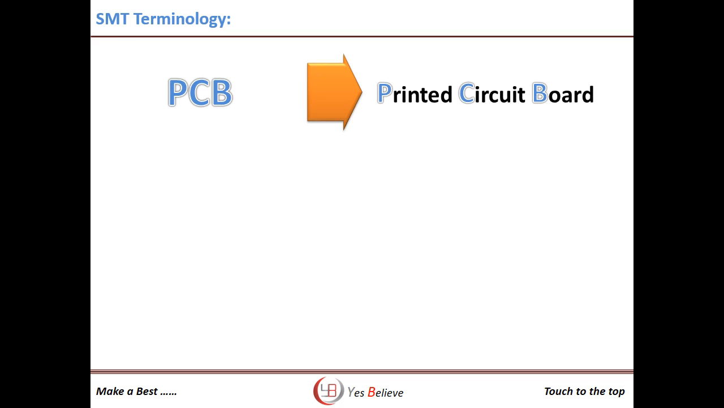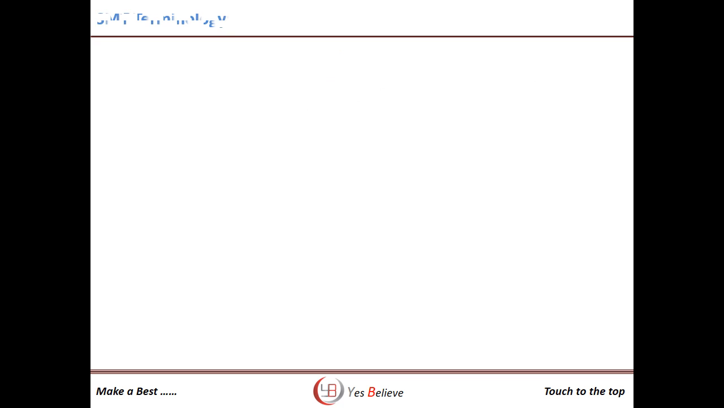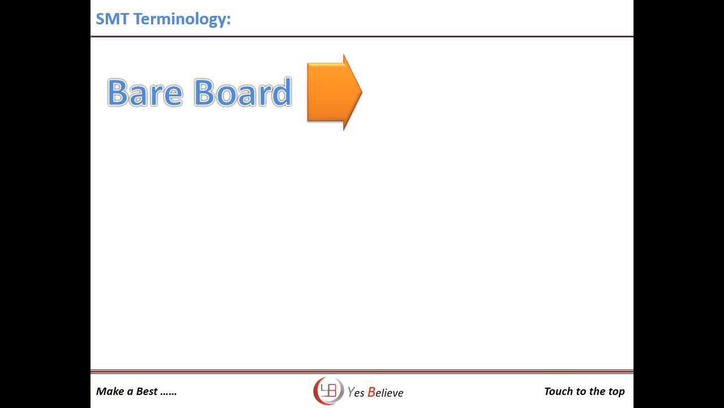A thin, non-conducting sheet of material, commonly referred to as PCB, is a printed circuit board. It is used to build electronic devices. When there is no component mounted on the PCB, we call it a bare board or bare PCB.